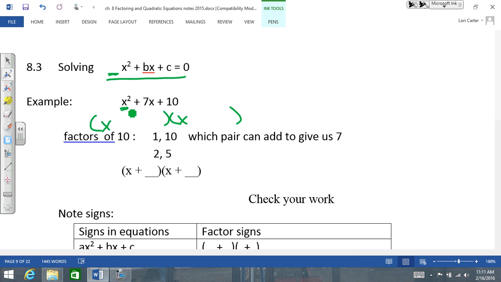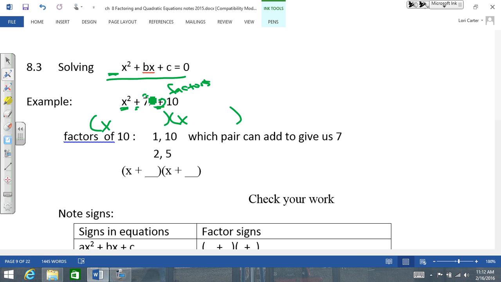Are you with me so far? Okay, now these plus signs tell me I'm going to add. And this tells me both of my factors are going to be plus. And let me show you why. The way this works, it's the factors of 10 that add to equal 7. So it's the factors of the last that give you the middle. Factors of what? The last that equal the middle.